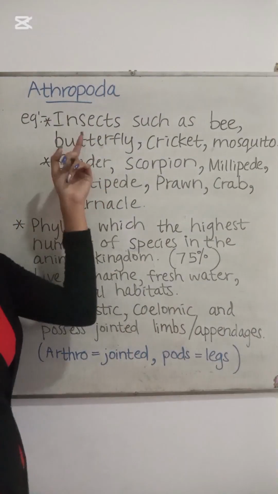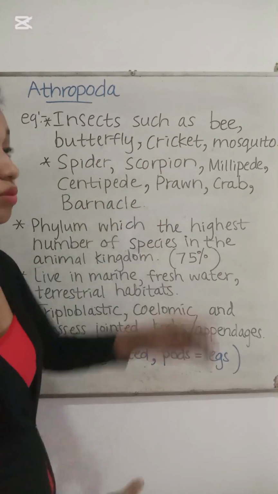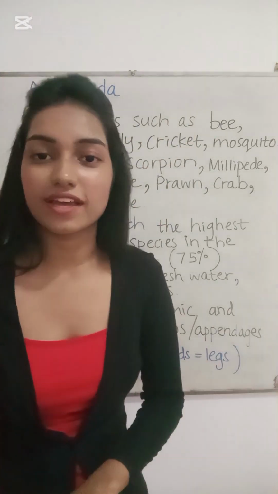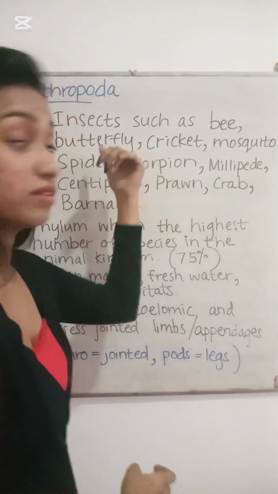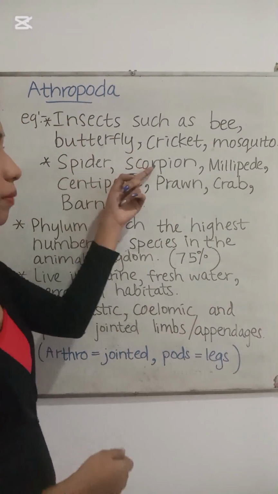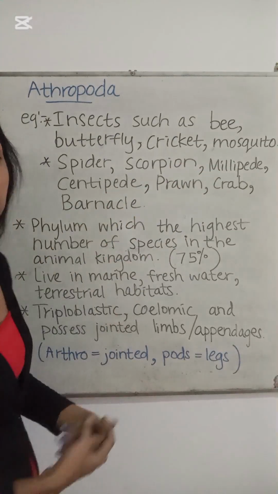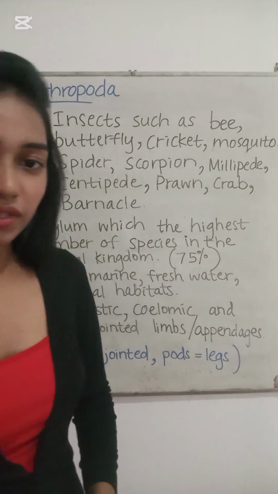Examples: insects such as bee, butterfly, cricket, mosquito belong to this group. Remember that all the insects belong to the phylum Arthropoda. And spider, scorpion, millipede, centipede, prawn, crab, barnacle belong to this group, right?